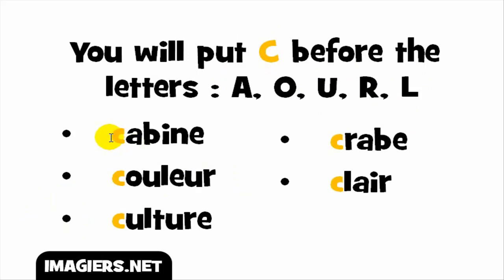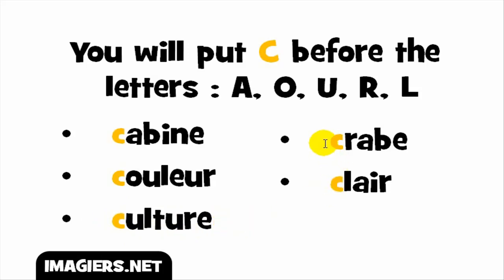The first one, C plus A. This combination will give you the sound ka. The full word will go like cabine. Second example here, you've got the vowel O combined with the vowel U, and remember it gives you the sound ou, but the C is still k: cou, couleur. Third example, you've got the sound u, so if you combine it with the C, it will give you ku, and the full word goes like culture.